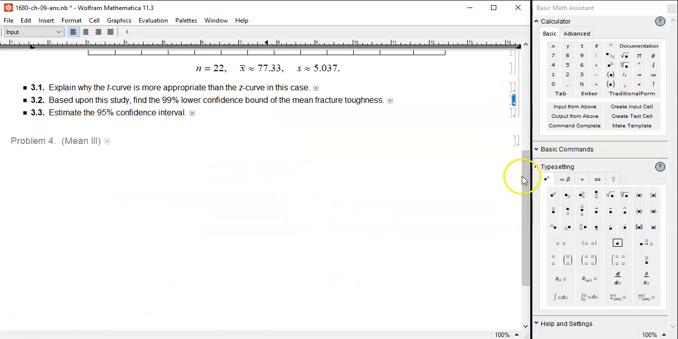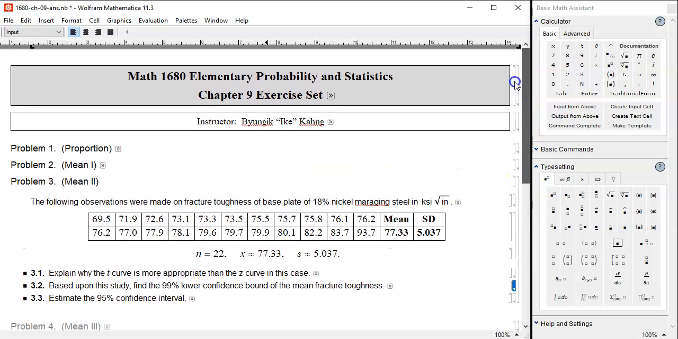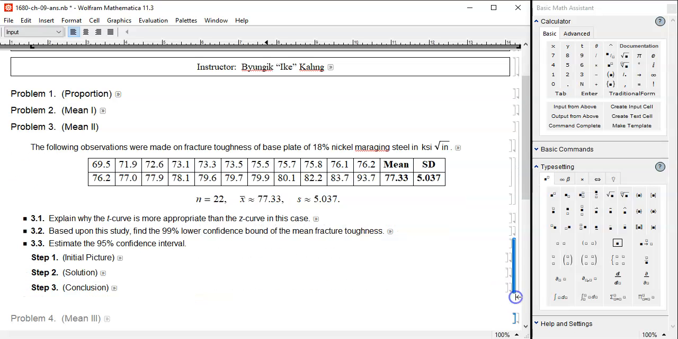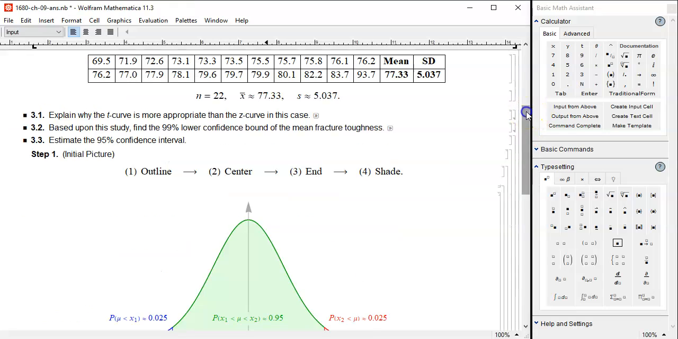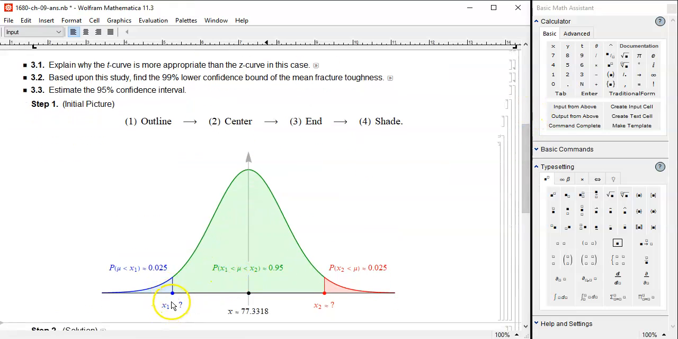We have to find two endpoints this time. Estimate the 95% confidence interval. Okay, let's do that. And the correct picture looks like this. Interval begins from here, x1, and ends at here, x2, and 95%, so here's a bulk in the middle, 95%. The rest of this is 5%, and it has to be shared by the left-hand side wing, 2.5% here, and right-hand side wing, 2.5% there.